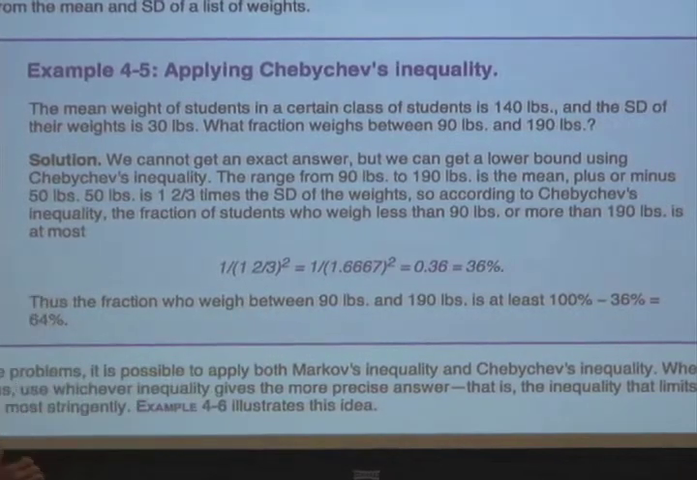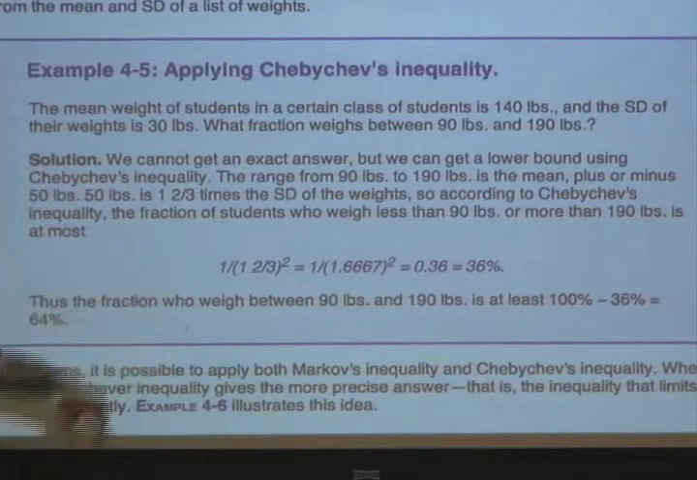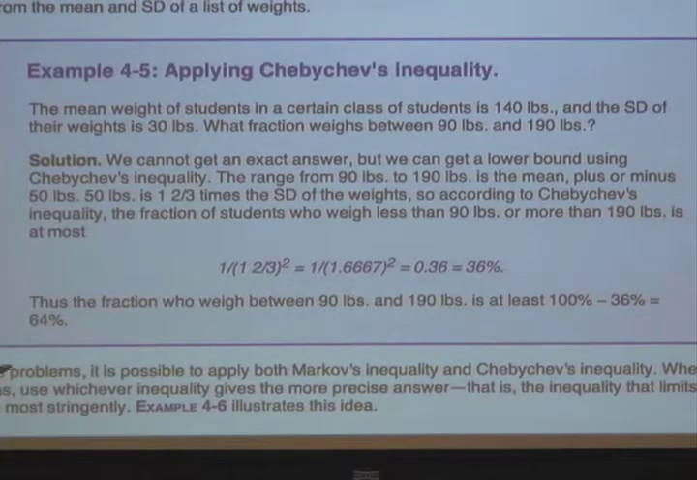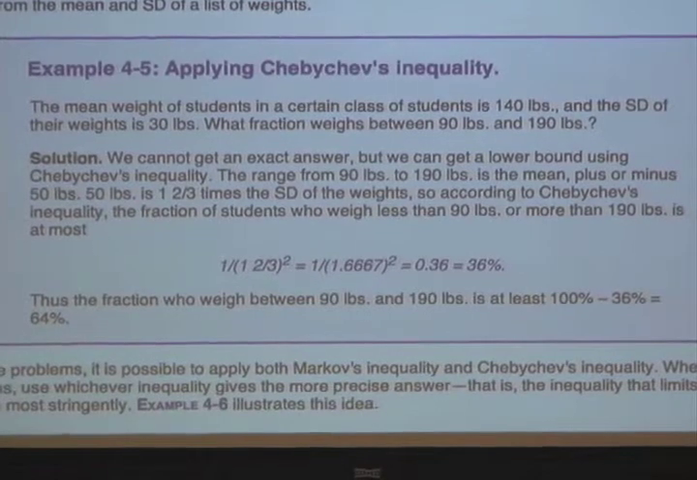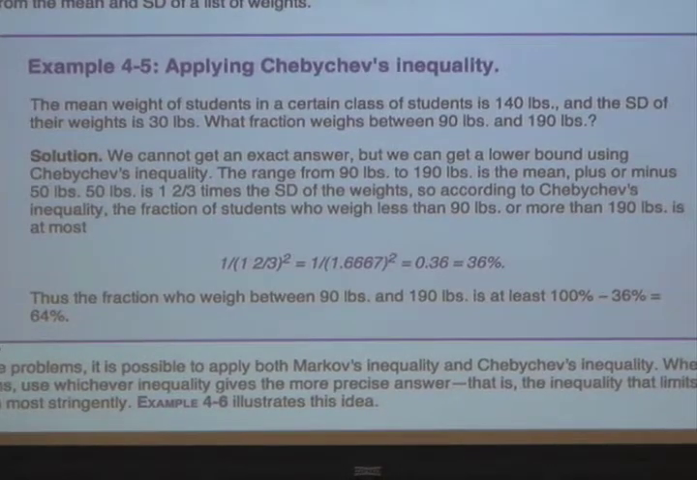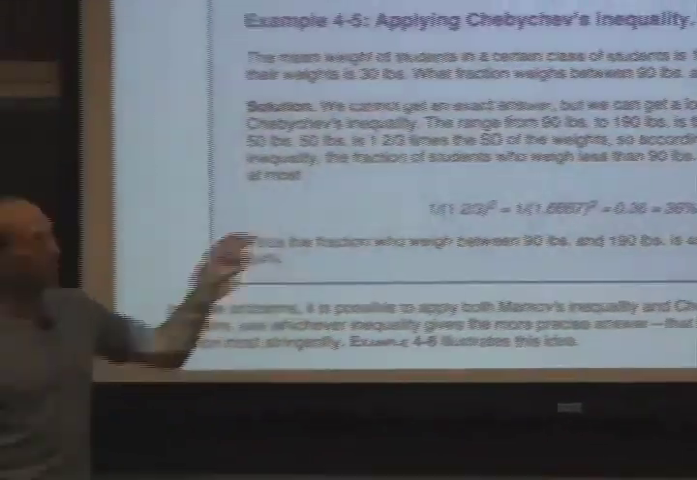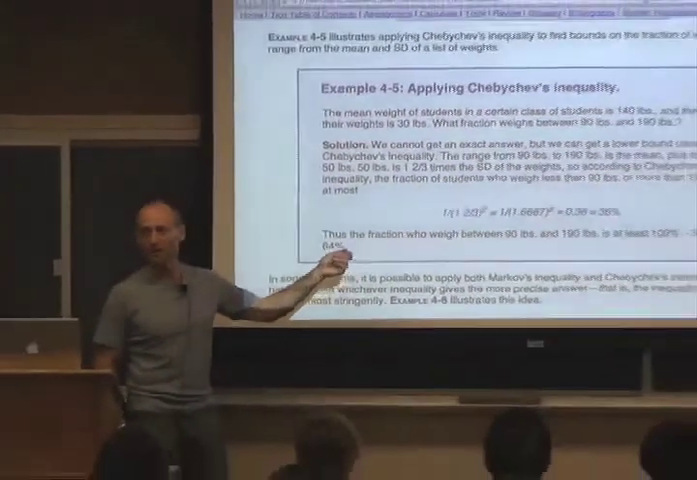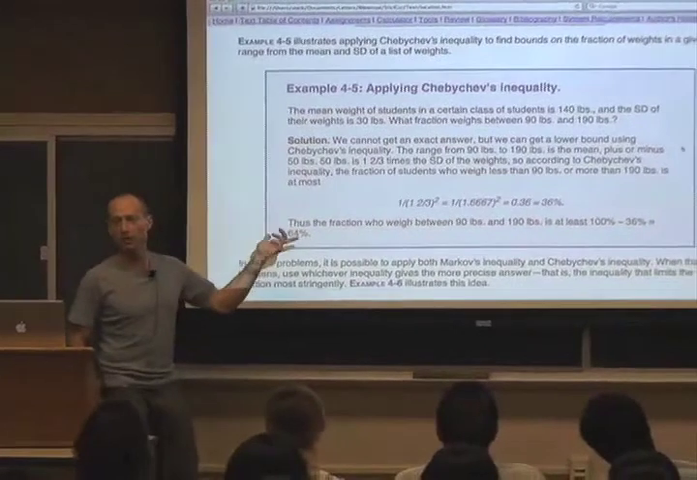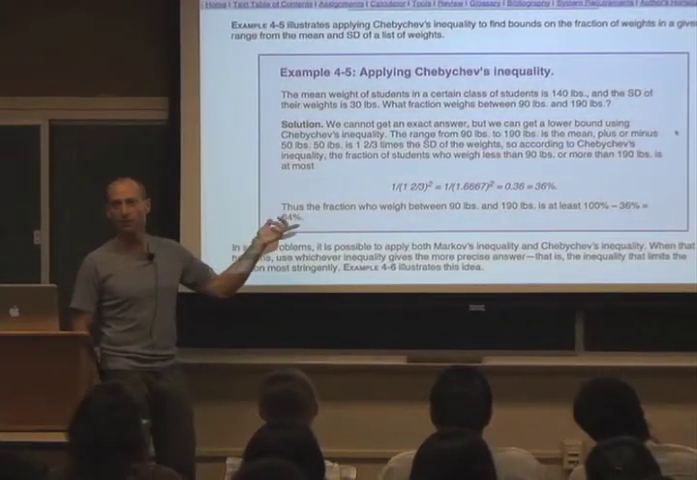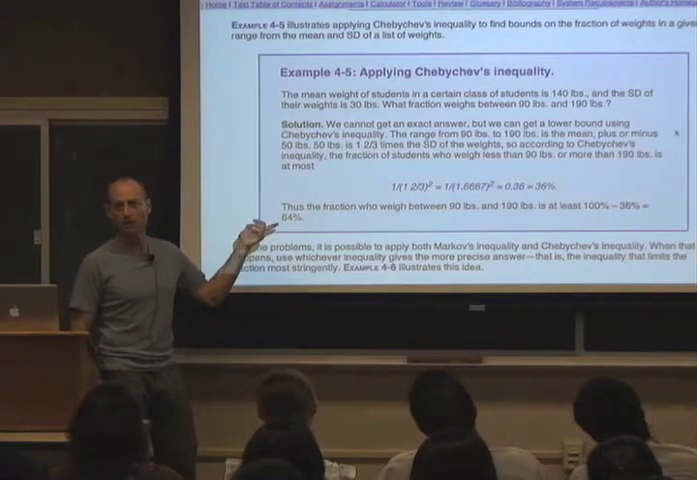All right. So 140 is the mean, what's the range 90 to 190? To get from 140 down to 90 is subtracting 50. To get from 140 up to 190 is adding 50. So that is a symmetrical range around the mean. It's the mean plus or minus something. And we want to express that something as a multiple of the standard deviation.